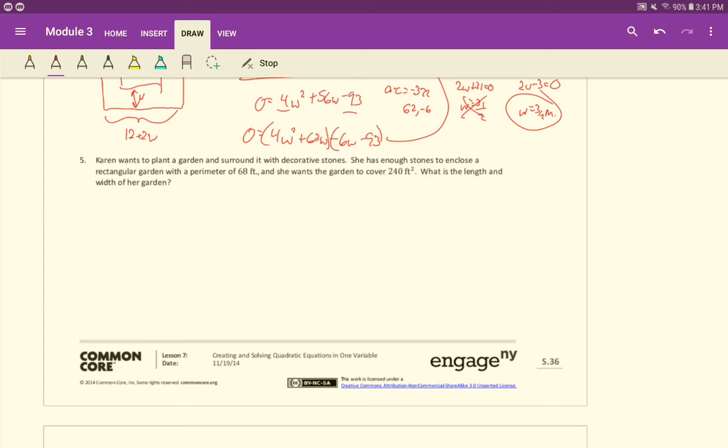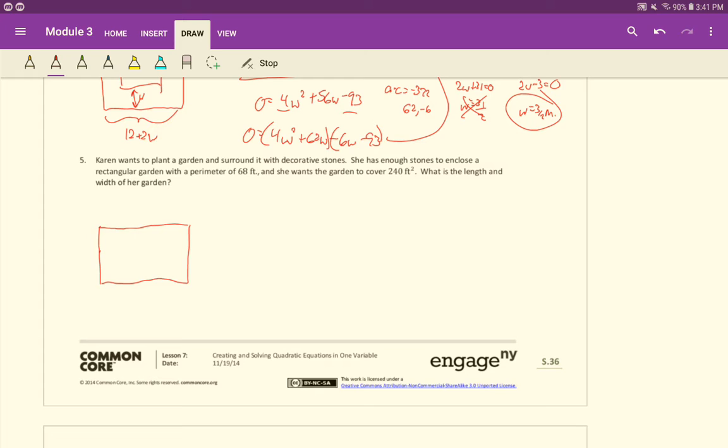So, okay, Karen wants to plant a garden and put decorative stones around it. She has enough stones to enclose a rectangular garden with a perimeter of 68 feet, and she wants the garden to cover 240 square feet. What is the length and width of her garden? Okay, so let's draw a little picture here.